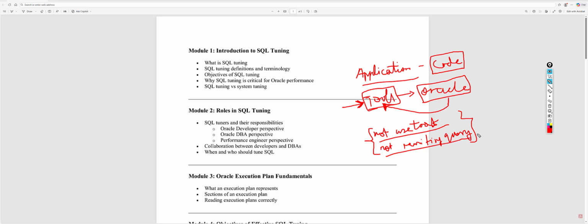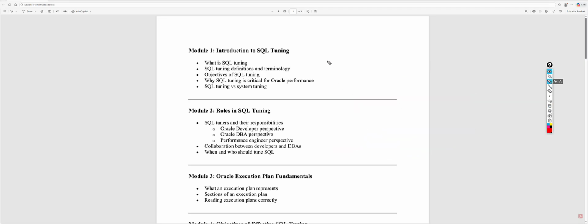As a DBA, you will investigate by checking the execution plan. That's what we are going to see in this course, and it is completely practical. I'm not going to use many theoretical aspects, but for a few introduction sections, I will use some theory for your ramp-up phase. First we will see an introduction to SQL tuning. These are all the concepts that we will see.